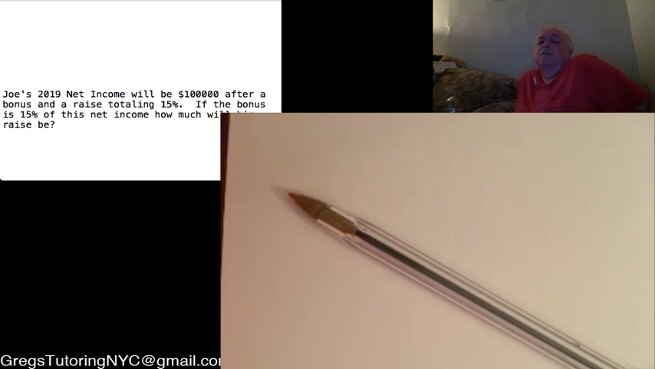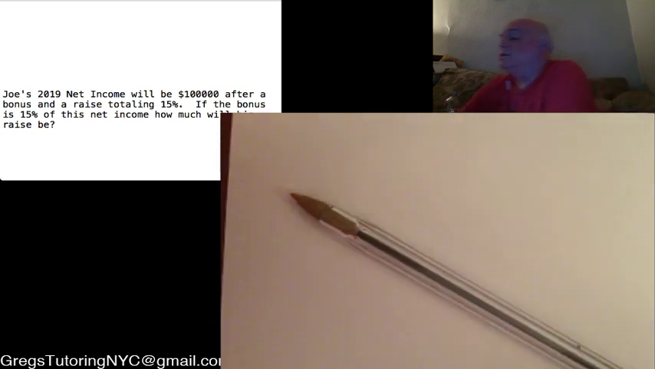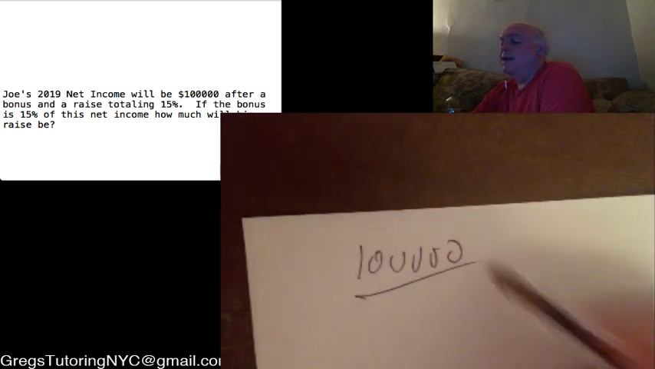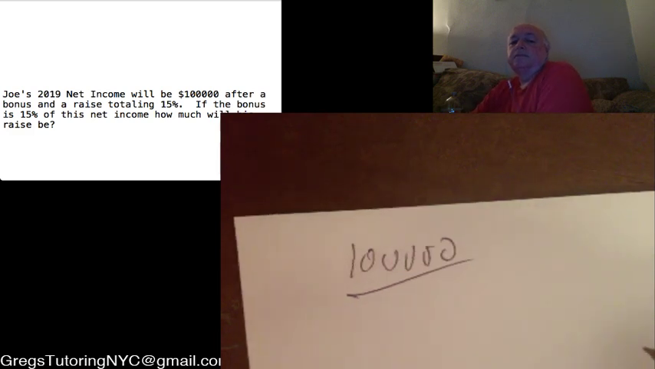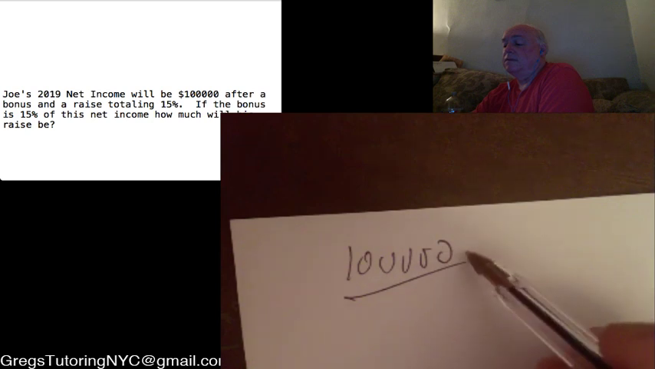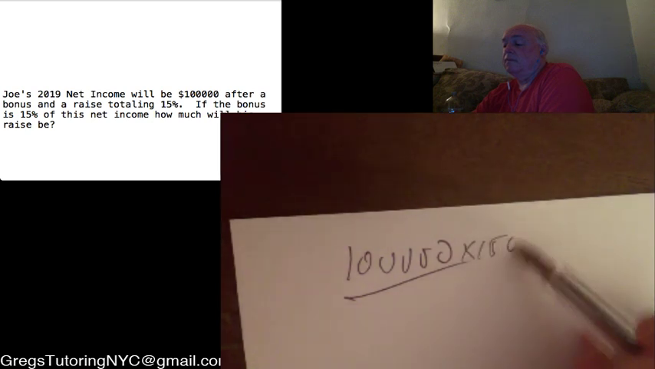Okay, so let's go through it again. Joe's net income will be $100,000 after he gets a bonus and after he gets a raise, a 15% raise. So now that we know his income is $100,000, if the bonus is 15% of the net income, how much will his raise be? All right. So let's try to map some of this into English. So $100,000 is what he ends up with. His bonus is 15% of that. So it's 15% of this. That's his bonus.